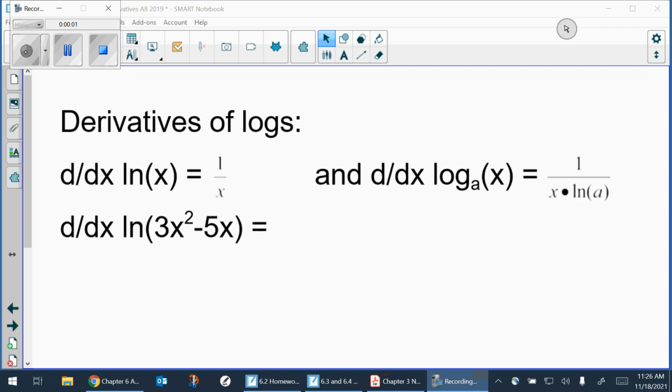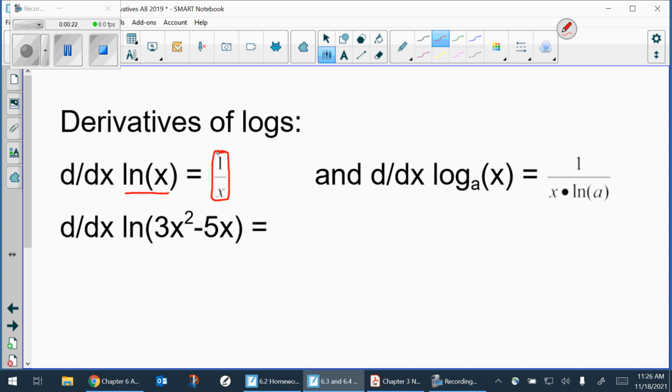Section 6.4, we are going to find the derivatives of log functions and natural log functions. So, one piece of information that you are going to be given is that the derivative of the natural log of x is 1 over x. Okay? 100% of the time, the derivative of natural log of x is 1 over x. Given information.